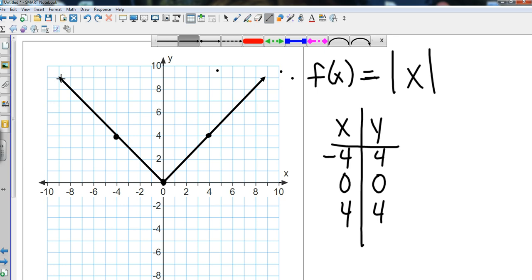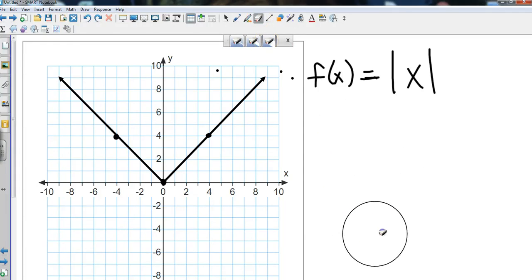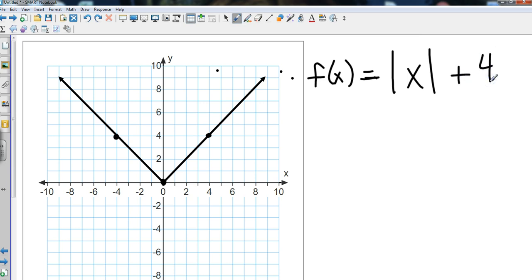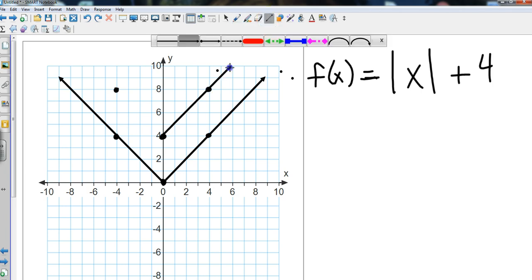That's the parent graph. Now, since it's outside of the parentheses, just like the last chapter, what do you think would happen if I add 4 to the outside of that? Again, it's not inside the absolute value bracket, so that's going to move it up 4. And vice versa, if it was a -4, it would move it down 4. So this will look something like this. Running out of a little bit of space on the graph, so can't quite make it as big.